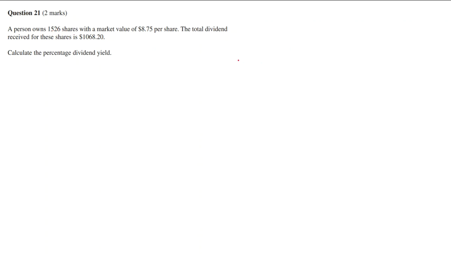First, we need to understand what is a dividend yield. Dividend yield is simply, let me write it down. Dividend yield is the dividend that you receive divided by the investment that you have made. Basically, it's a return on your investment.